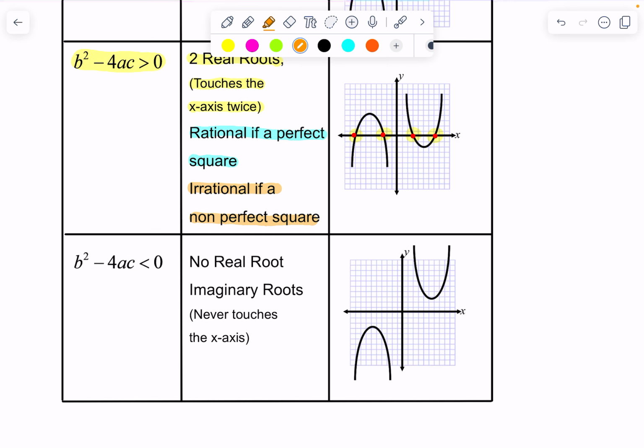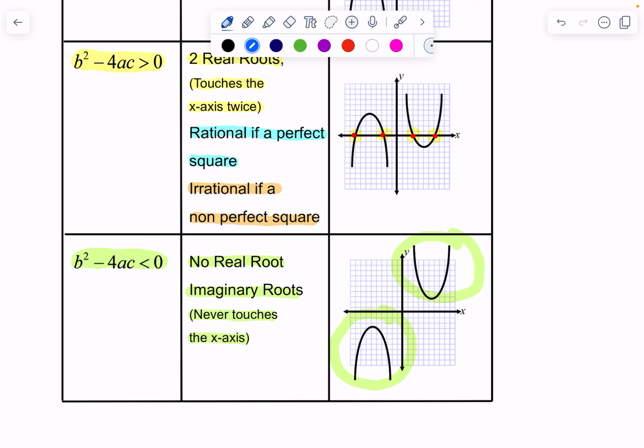And then last but not least, if b squared minus 4ac is less than 0, in other words, if it's negative, then you have no real root. In fact, you have what's called imaginary roots. That means that it's never going to touch the x-axis. As you can see in both parabolas here in this example, they never intersect or touch the x-axis.